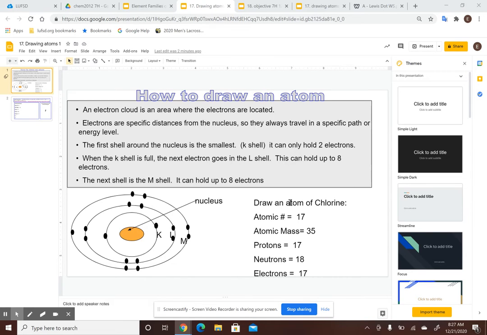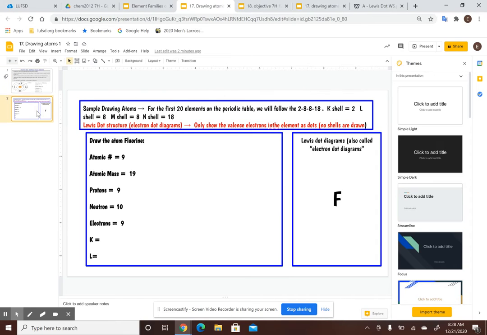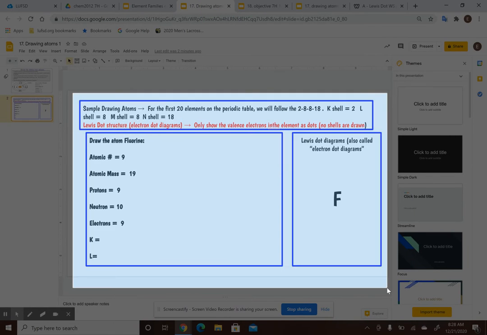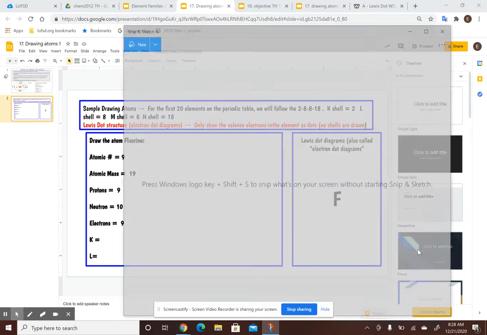And in your notes, you already should have drawn your chlorine atom, which has an atomic number of 17, an atomic mass of 35, 17 protons, 18 neutrons, and 17 electrons. So if you didn't add that information to your notes, you could do that now. Today, we are also going to review drawing the atom as well as talk about something called Lewis dot diagrams or electron dot diagrams. So I am going to go over this page with you right now, just to review how we're going to be making these diagrams.